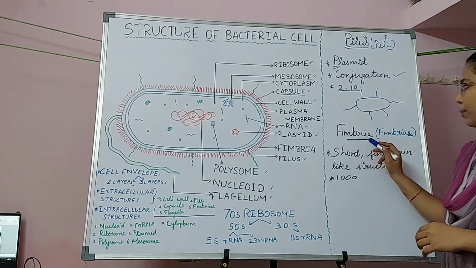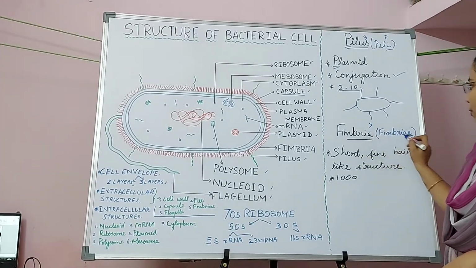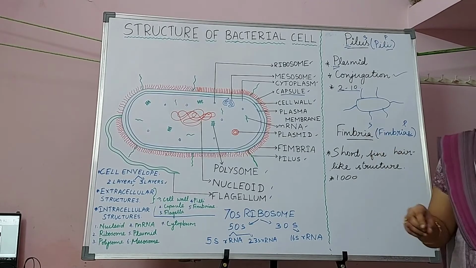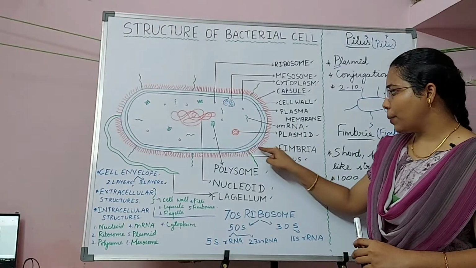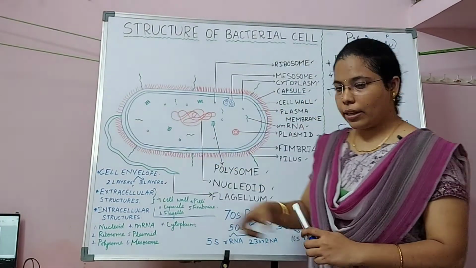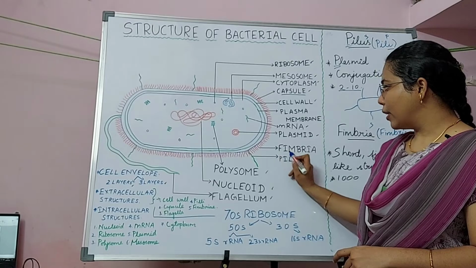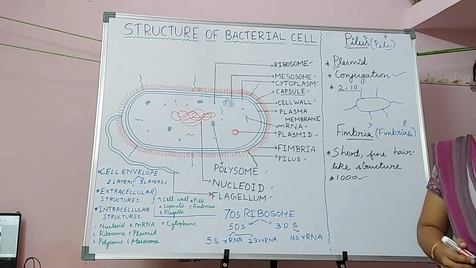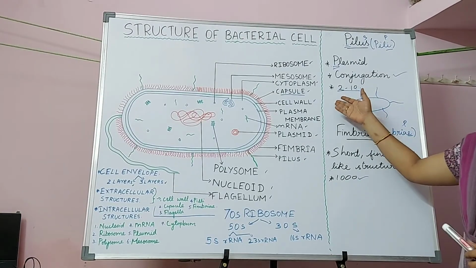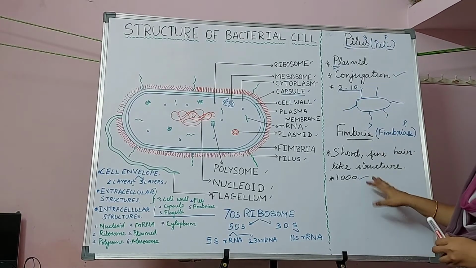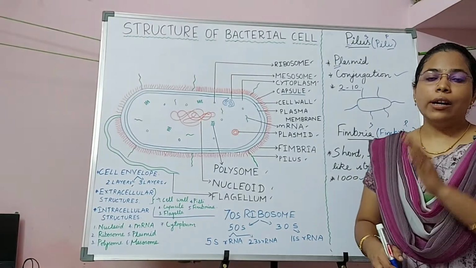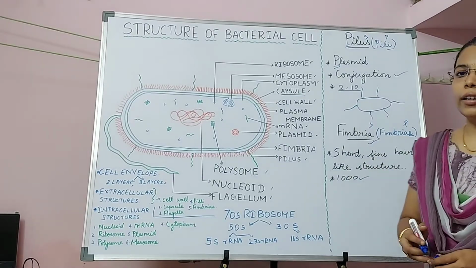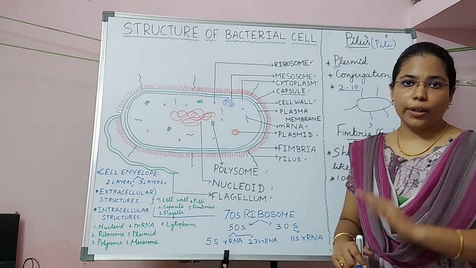This topic is fimbriae. Fimbria is singular, fimbriae is plural, and fimbriae are short, fine, hair-like structures that are present around the bacterial cell. This red colored fine line indicates fimbriae. A bacteria will have nearly thousands of fimbriae, but pili will be just 2 to 10. So fimbriae help the bacteria in attaching to a substrate. They are so small that they can be seen only under an electron microscope.